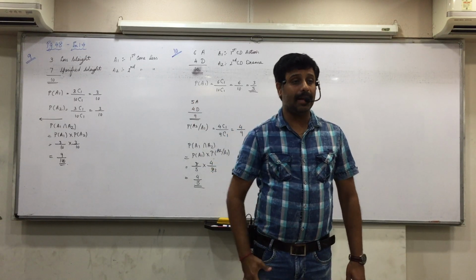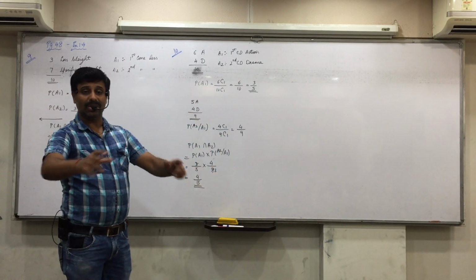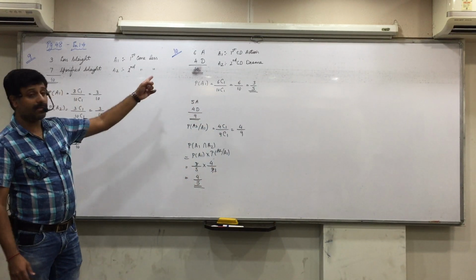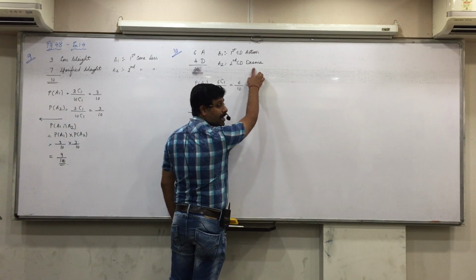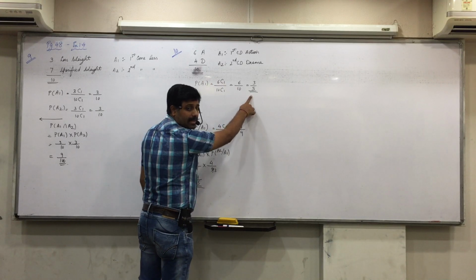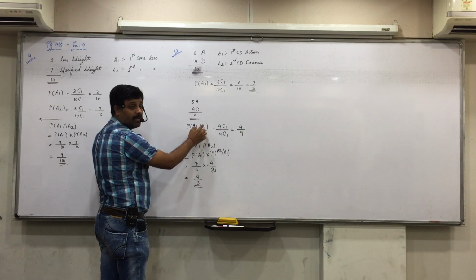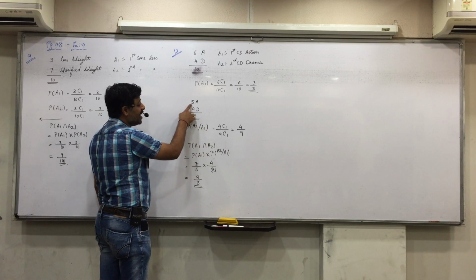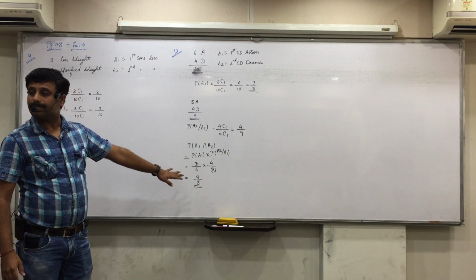The question could have been asked, both are action films. Then A1, first is action, A2, second is also action. A1 would remain the same. But for A2, what are the chances of selecting an action film given that the first is also action? 5C1 upon 9C1. And then you multiply the two.